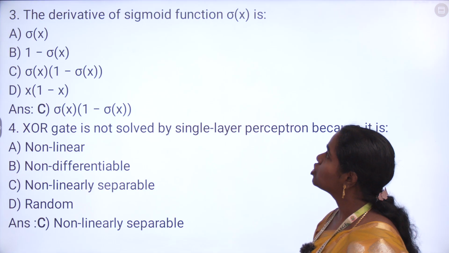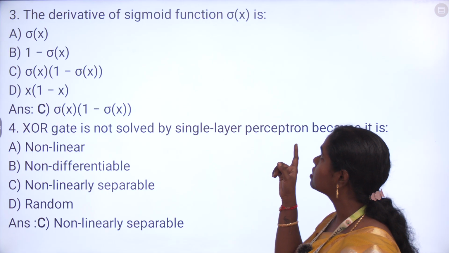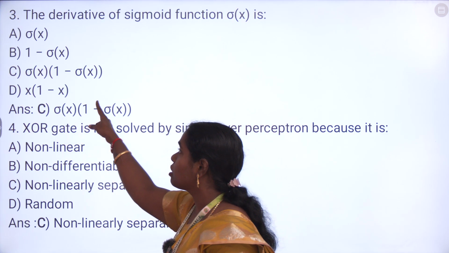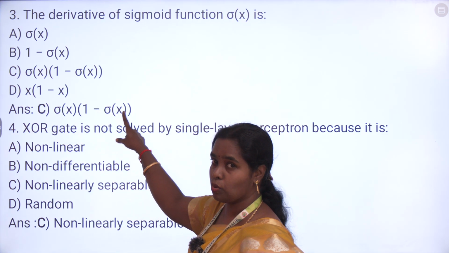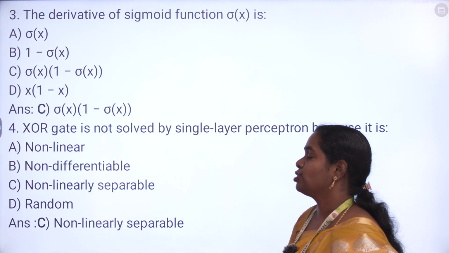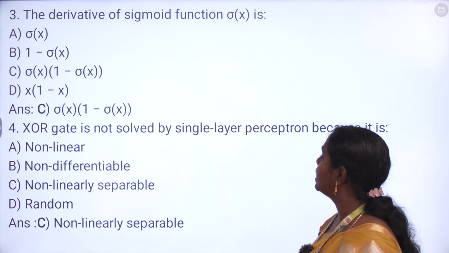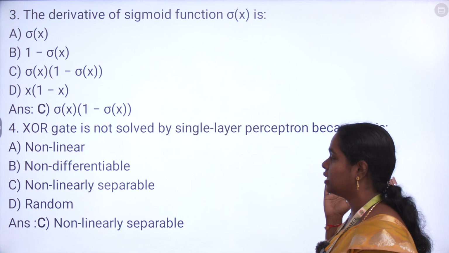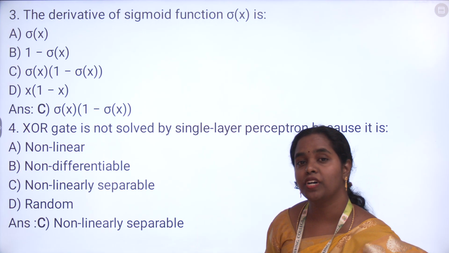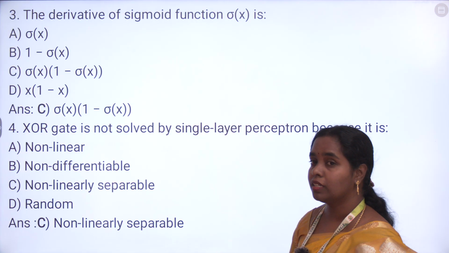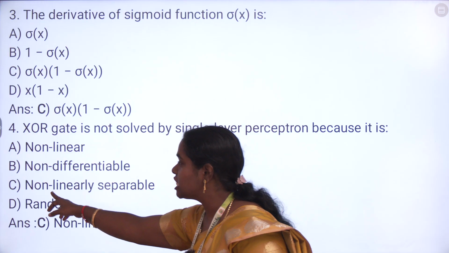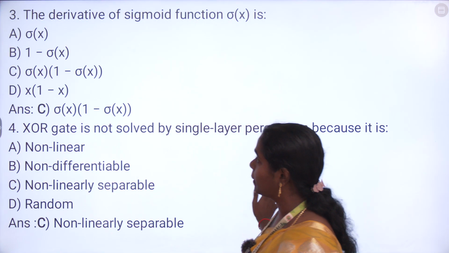Third one, the derivative of the sigmoid function. Sigma of x, what is the formula? We already used sigma x into 1 minus sigma x. So option C is the correct answer. Next, fourth question: XOR gate is not solved by a single layer perceptron because it is non-linearly separable. I already mentioned this in the activation function itself. This is based on non-linearity. So the answer is option C, non-linearly separable.